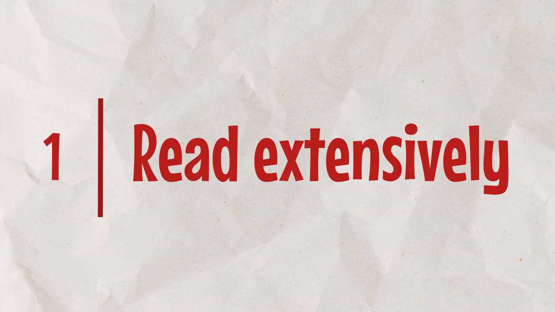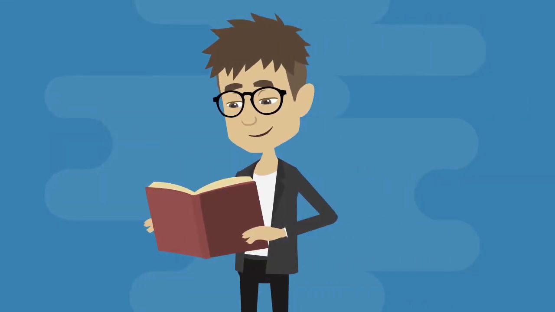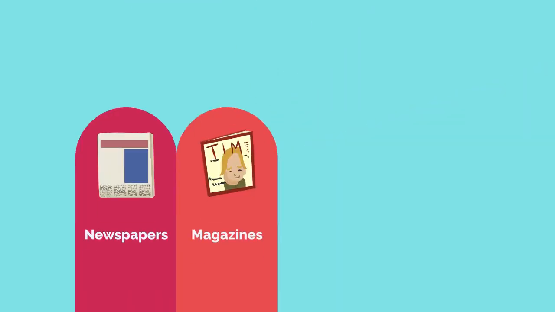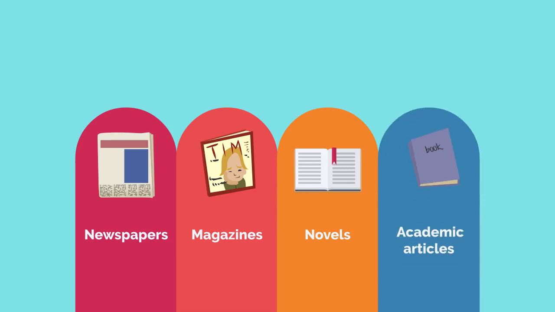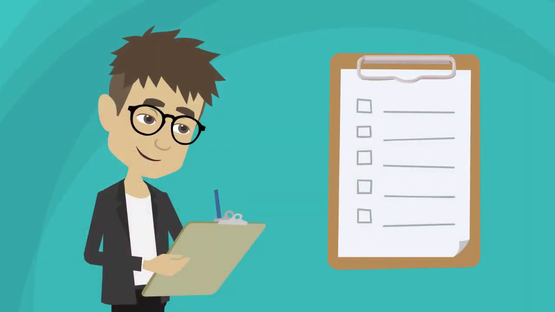1. Read extensively. Reading is one of the best ways to improve your vocabulary. Read a variety of genres including newspapers, magazines, novels, and academic articles. Make a list of new words you come across and learn their meanings.